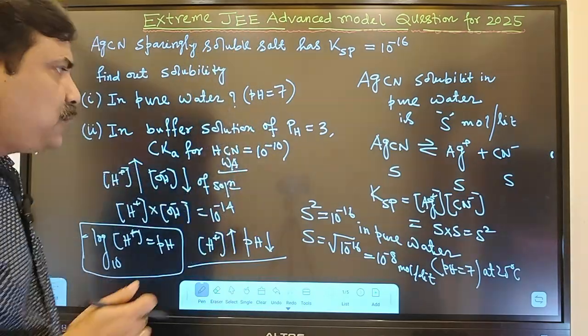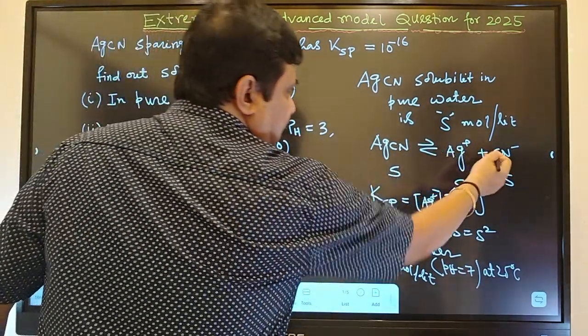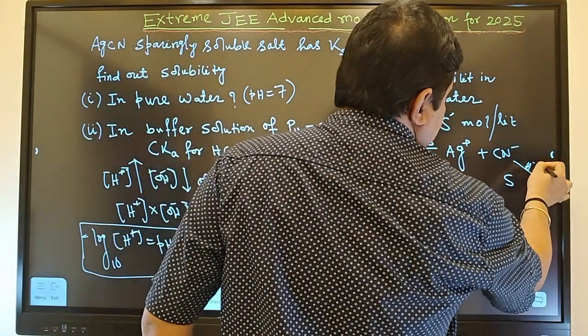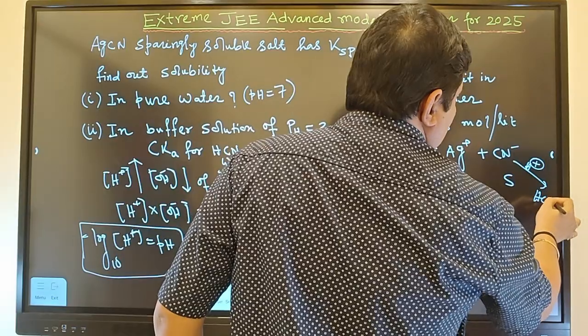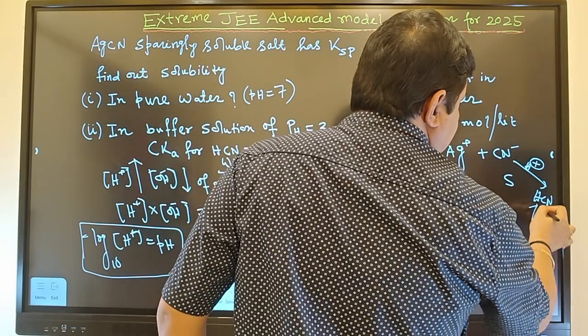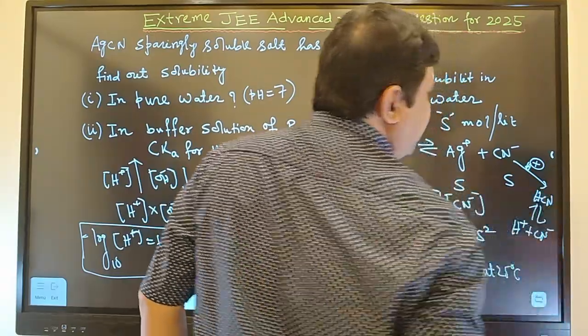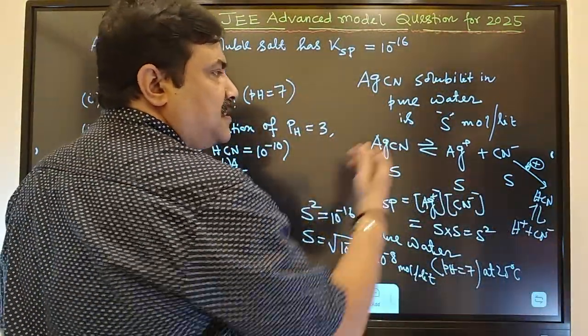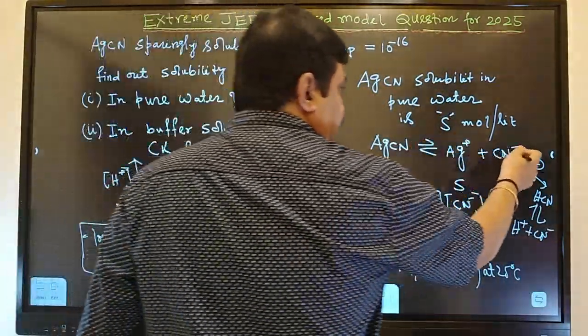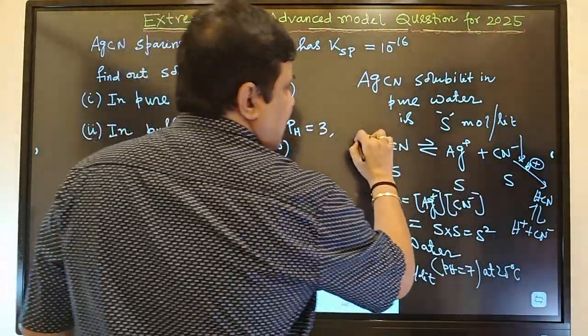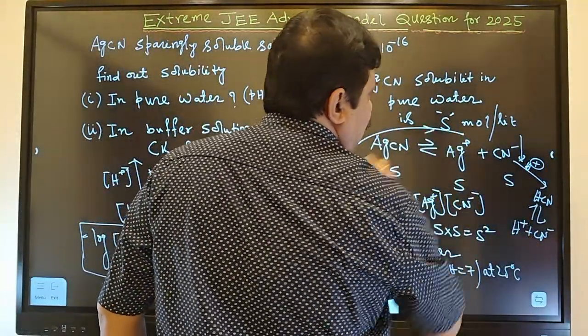Definitely, what is going to happen? If you look at the cyanide ion, it will undergo some reaction with H+ and form HCN. Then some part of the HCN will dissociate and some part will remain as HCN, because it's a weak acid. Whenever cyanide reacts with H+, the cyanide concentration decreases. That's why the equilibrium will shift in the forward direction.